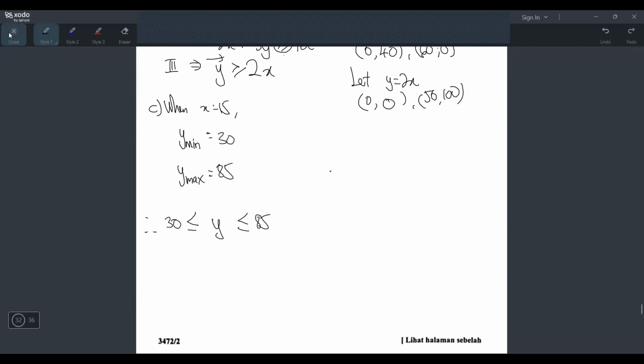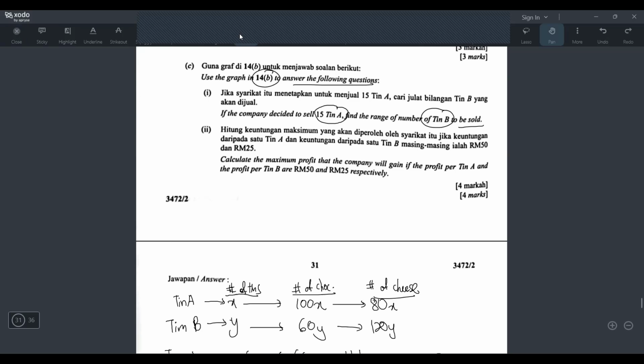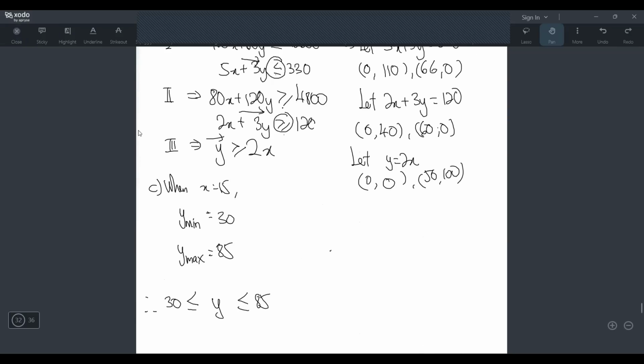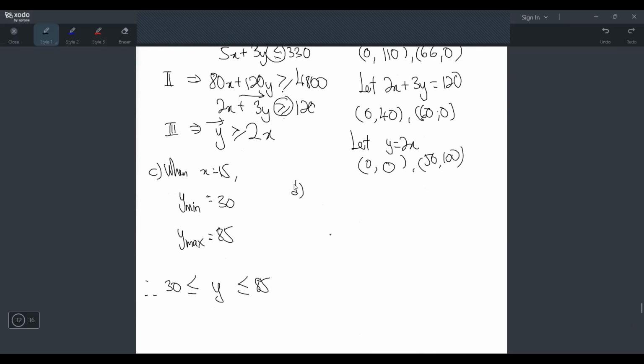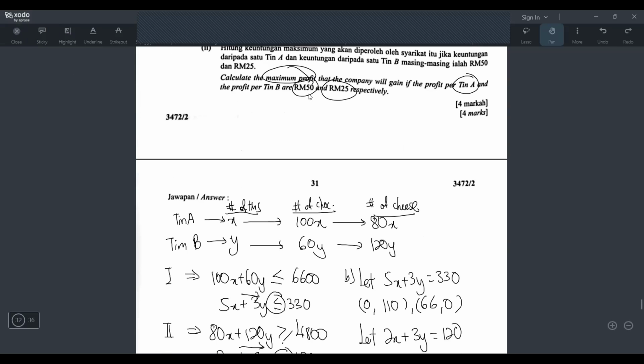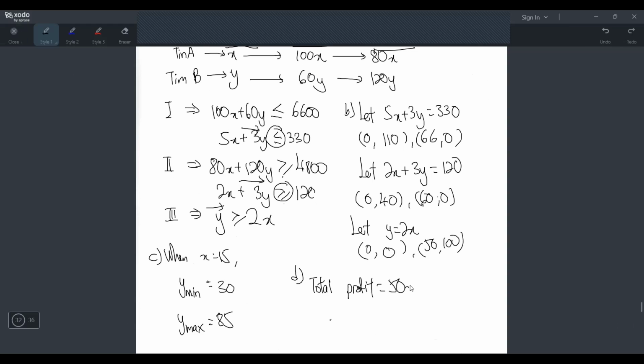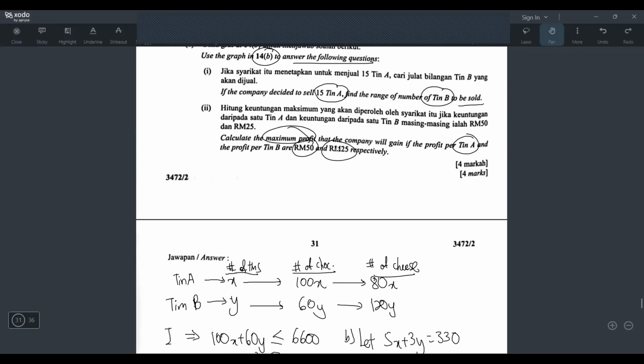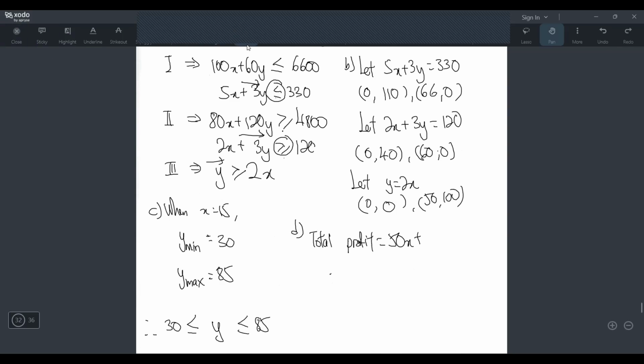I think there's one more question. Let's finish it. Soalan number 2. Let's go. Calculate the maximum profit that the company will gain if the profit for one tin A is 50 ringgit and the profit for one tin B is 25 ringgit. So we can form an equation for total profit, right? Don't write maximum profit first, write total profit first. For one tin A, the profit is 50 ringgit, but there's X amount of tin A, so the total profit will be 50X plus 25 ringgit for one tin B, but there's Y numbers of tins, so 25Y.